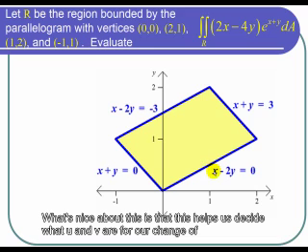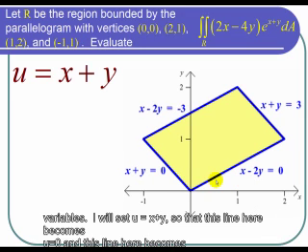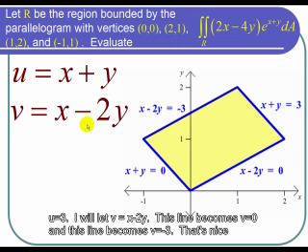What's nice about this is that it helps us decide what u and v are for our change of variables. I'm going to set u equal to x + y, so that this line becomes u = 0, and this line becomes u = 3. And I'm going to let v be x - 2y. So this line becomes v = 0, and this line becomes v = -3.